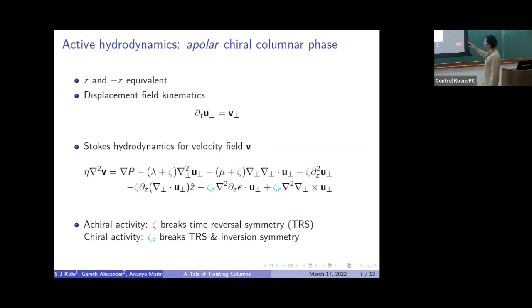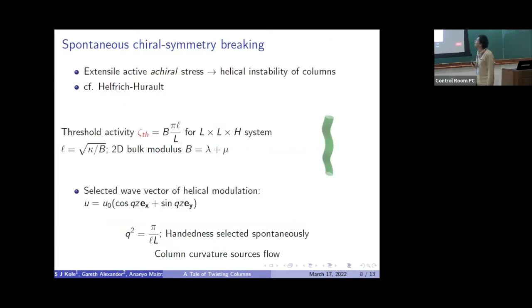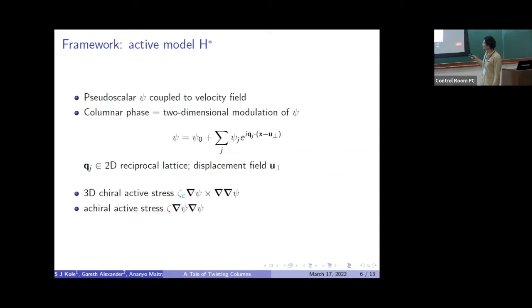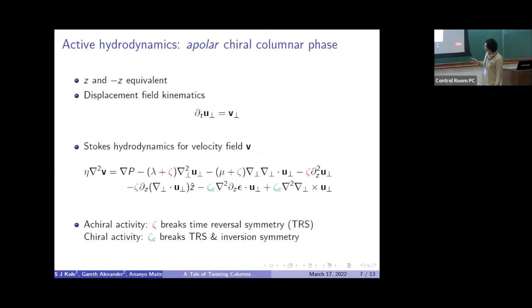And importantly, you have a contribution which is of the form tilt modulus of the columns. This would be absent for an equilibrium columnar phase. As told before, ζ is the term that really breaks the time reversal symmetry, that is the activity, and ζ_C breaks both time reversal symmetry and inversion symmetry. So let's look at just the achiral effects. Yeah, let's look at a system which is achiral, bulk achiral.